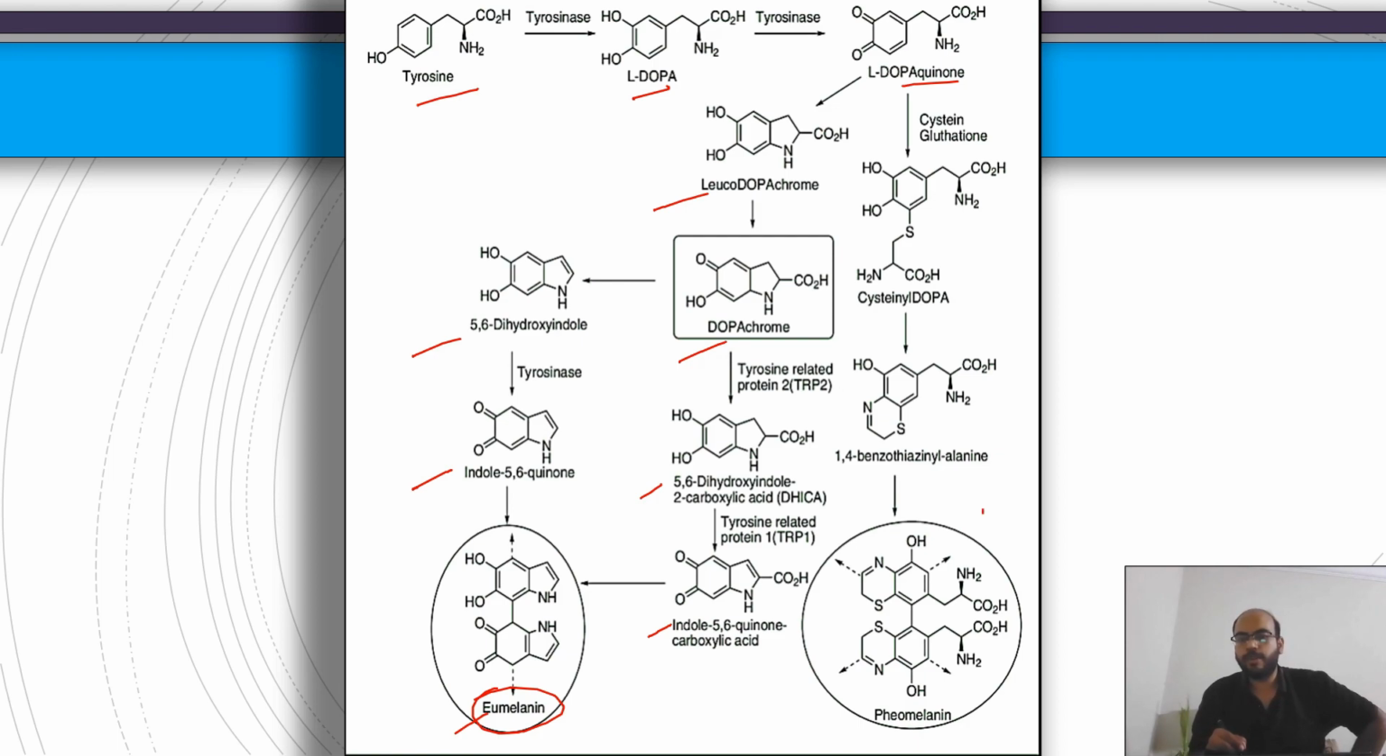You may not remember pheomelanin, that's okay. In exams, you can just write cysteine, glutathione, and directly pheomelanin. But you should remember the steps of formation of eumelanin because that will be asked in the exam and you have to draw the flowchart. No, do not draw the structures. Please do not draw the structures. Just keep writing the names of the chemicals.